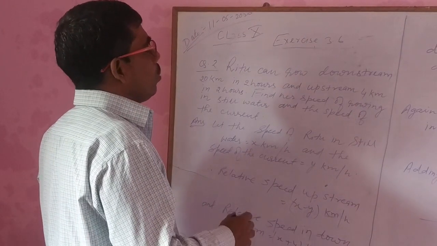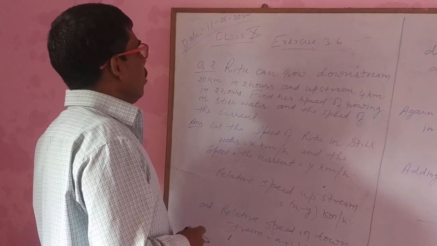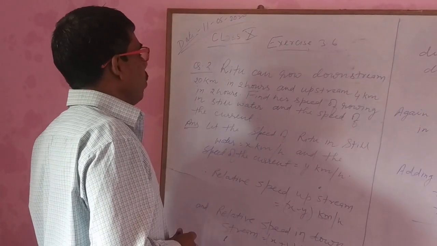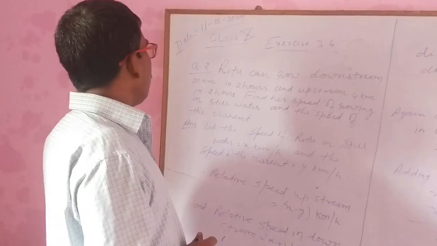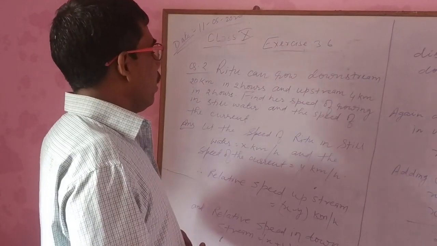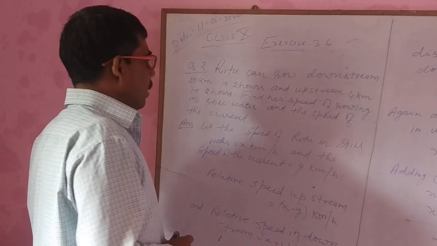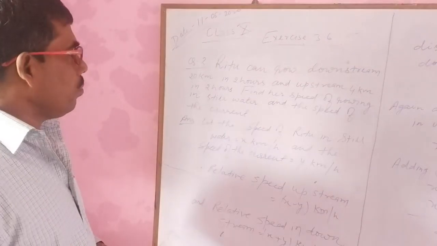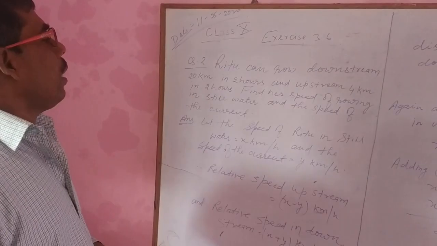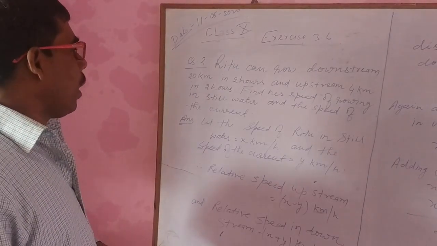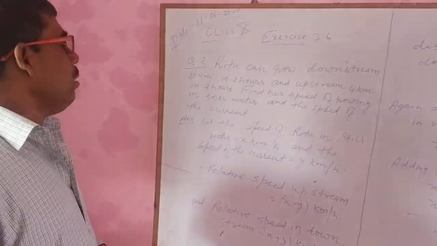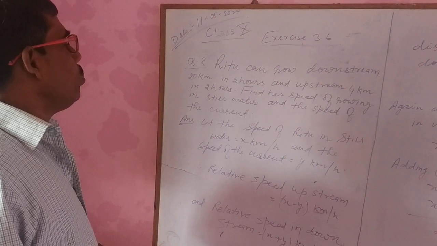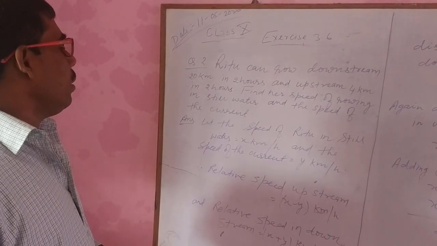Here Ritu can row downstream 20 km in 2 hours and upstream 4 km in 2 hours. Find her speed of rowing in still water and the speed of the current. When any body moves downstream, the speed of the body and its current are added. And if any body moves upstream, the speed of the current is opposed to the speed of the body.